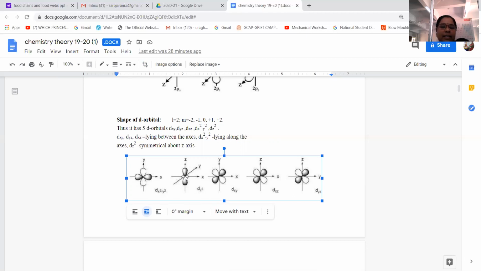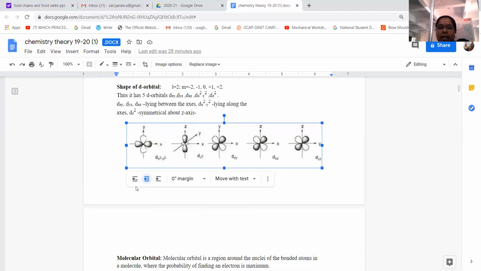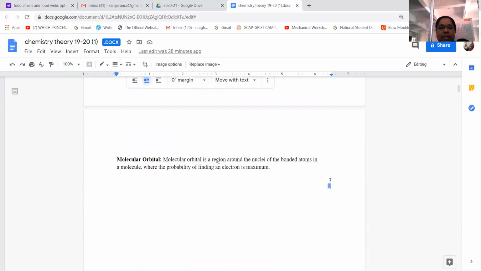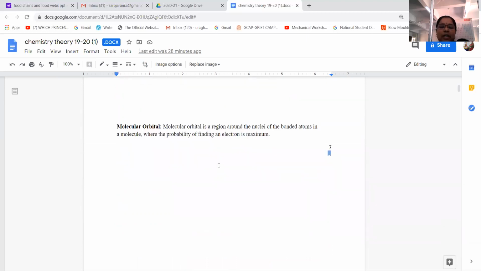They lie dz square, it is symmetrical particularly about the z axis. dx square minus y square, they will lie in between the x and y. If you see along the axis, dx square minus y square, they lie in between the axis. So overall d orbitals have 5 shapes. The 5 are dxy, dyz, dzx, and dx square minus y square, comma, dz square. Yes. Next, coming to the molecular orbital.